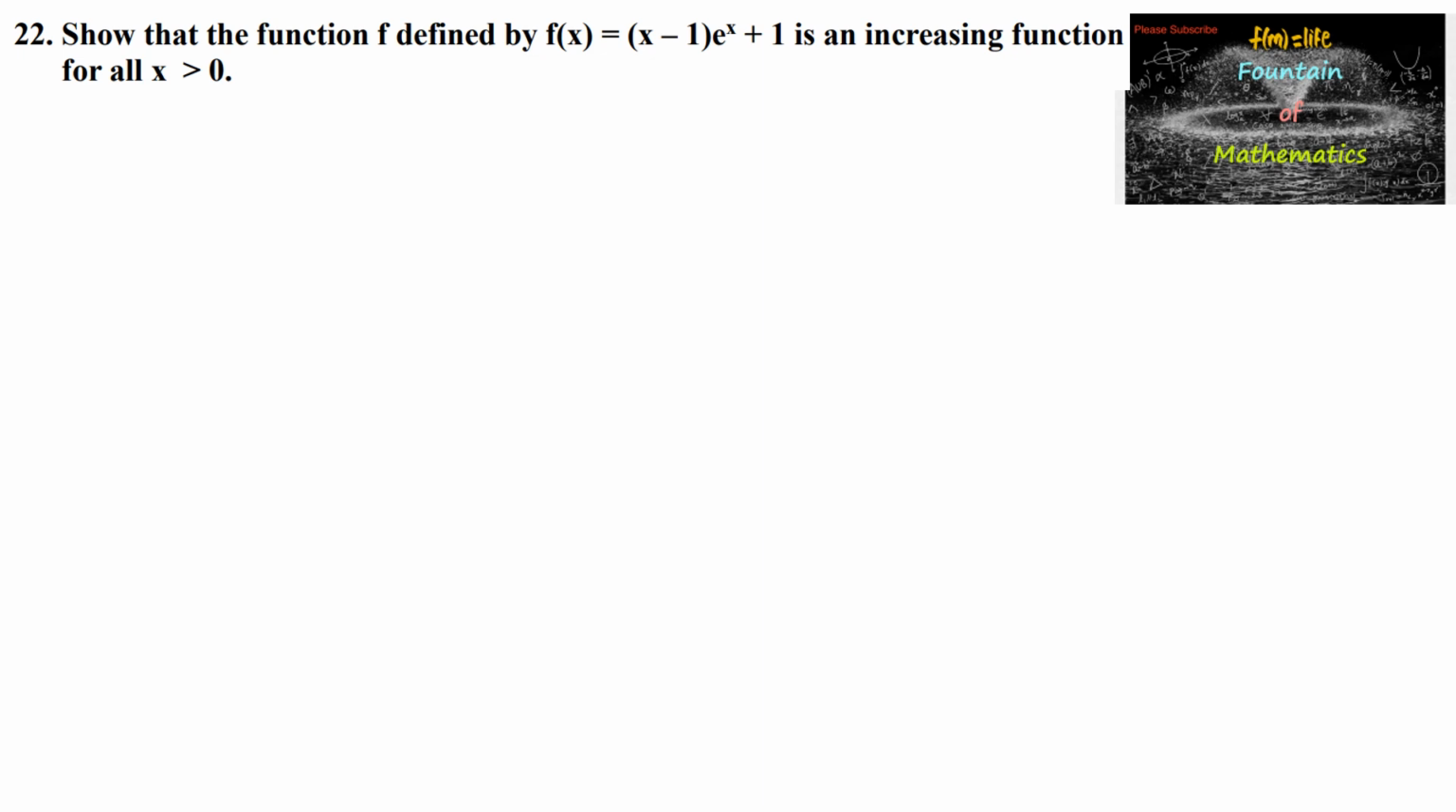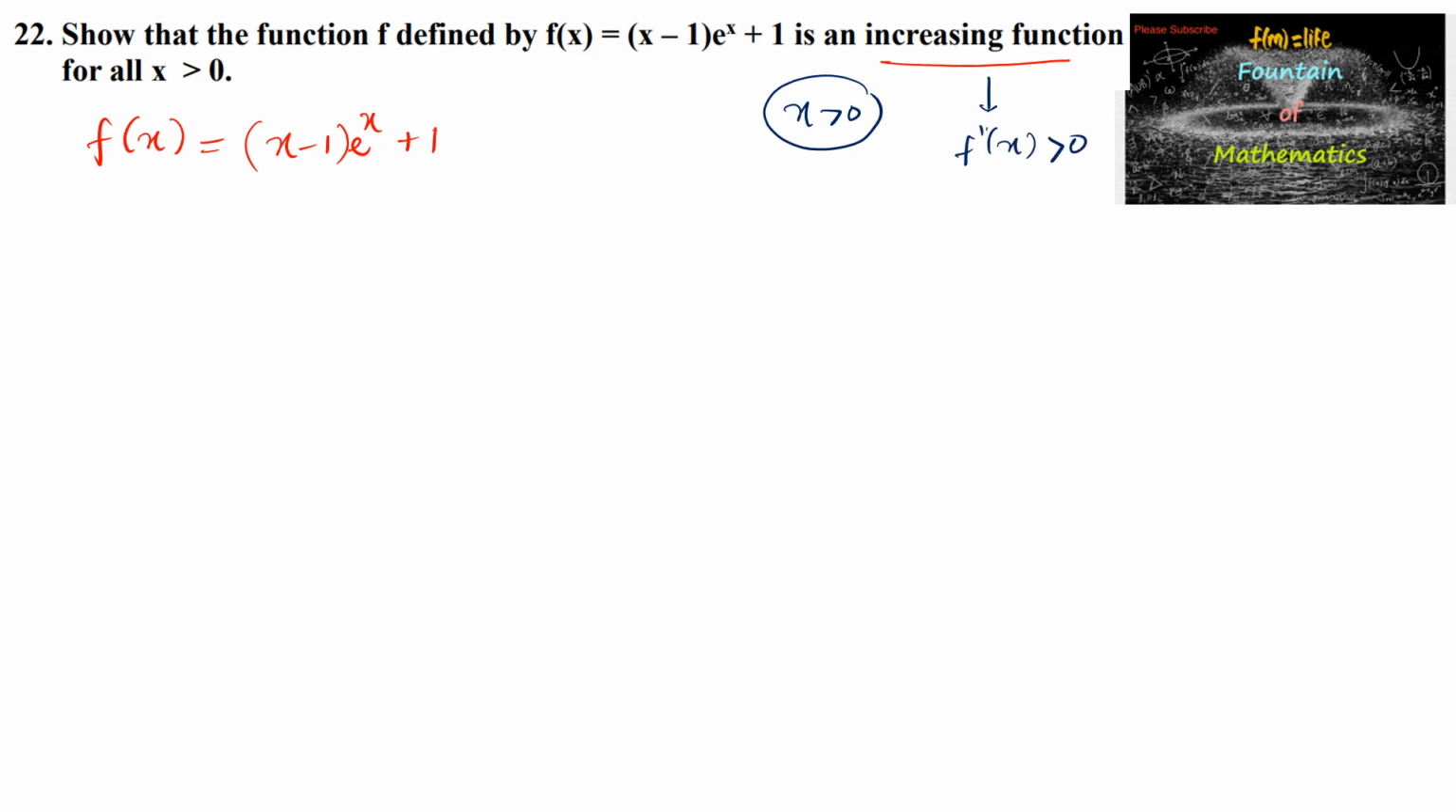Show that the function f defined by f of x is equal to x minus 1 times e power x plus 1 is an increasing function for all x greater than 0. So here it's given x is greater than 0, and we need to show that the function f is an increasing function. The condition is f dash of x is greater than 0. So let us find its derivative. Differentiate with respect to x.